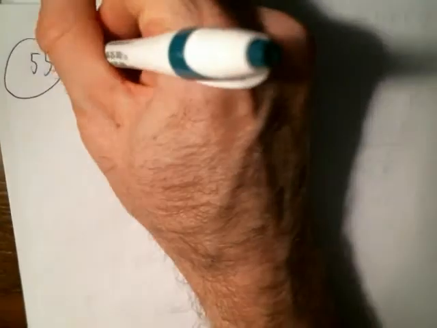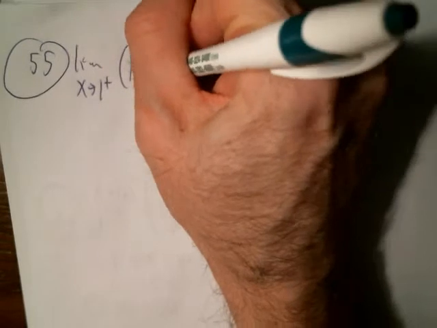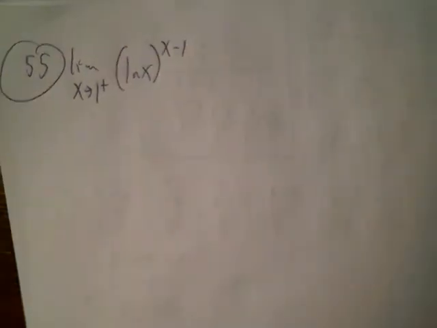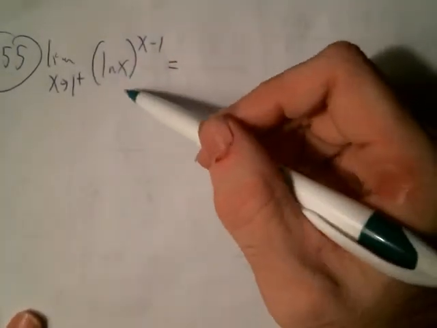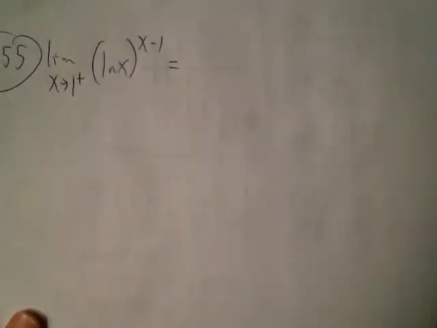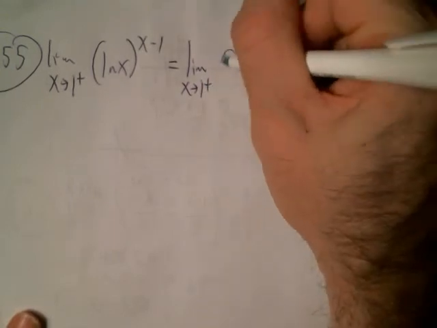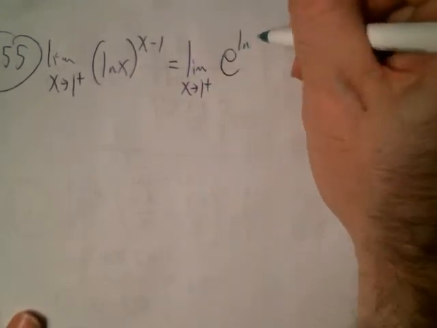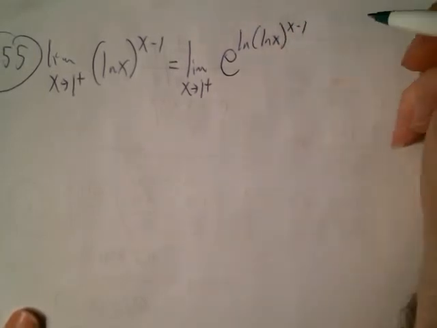Let's look at number 55. I have the limit as x goes to 1 from the right of the ln of x to the x minus first power. So this is the form 0 to the 0 power, and you could do this method. I'm going to rewrite it using an exponential. It'll be e to the ln of x to the x minus 1.